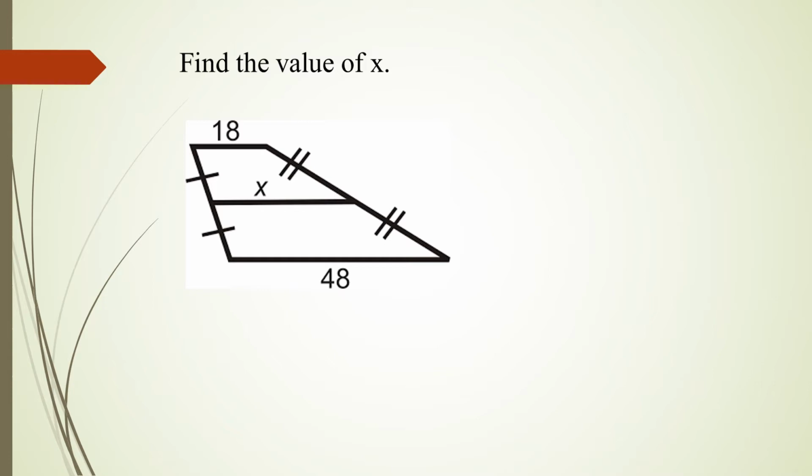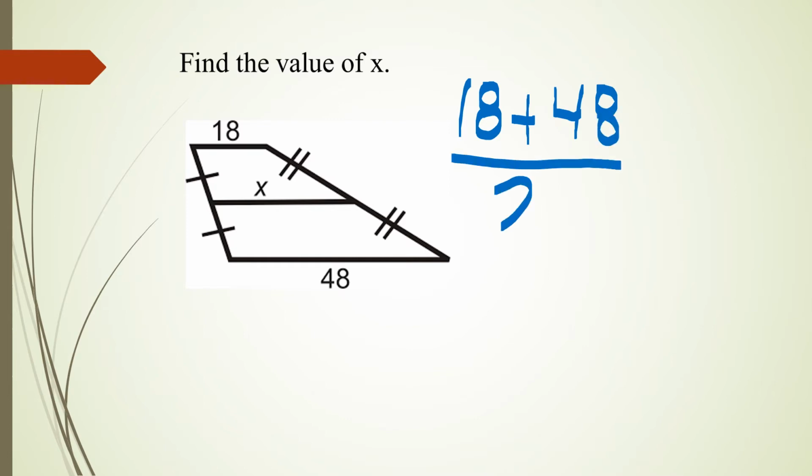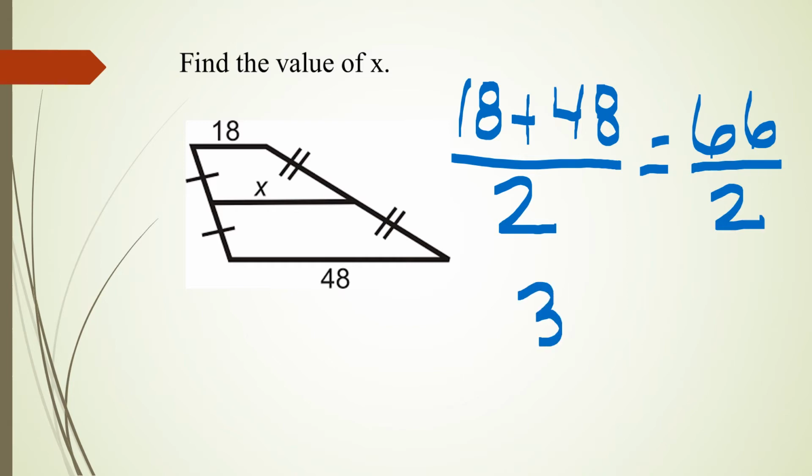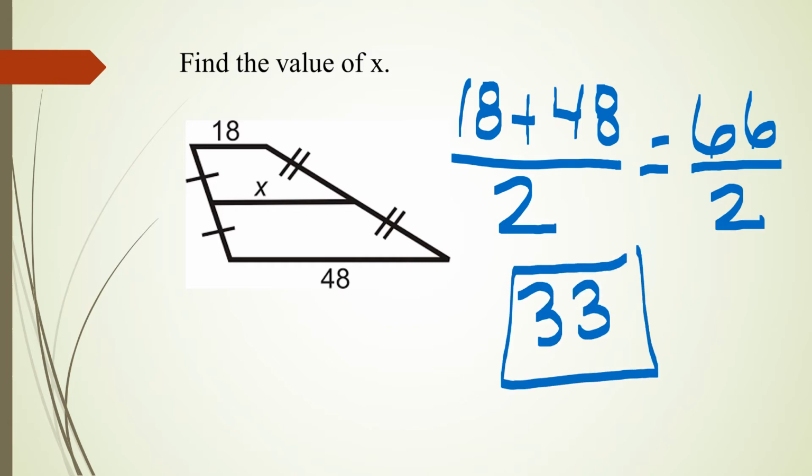Now we have another trapezoid where x is the mid-segment because it's joined by the two midpoints of the two sides of that trapezoid. So here again, we take base 1, add base 2, and divide by 2. 18 plus 48 is 66. Divide by 2, the mid-segment is 33 units long. And this number is between 18 and 48.